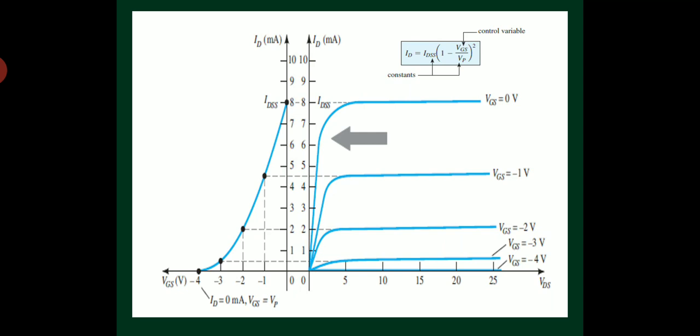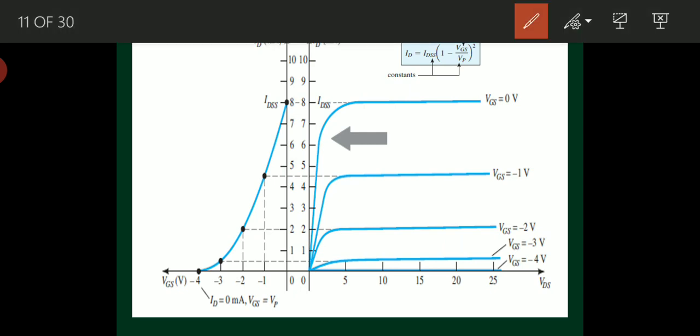If I give input voltage 0, when VGS is equal to 0, what will happen? The term VGS by VP will become 0, so 1 minus 0 becomes 1, and 1 whole square means 1. 1 into IDSS, therefore ID equal to IDSS. So when VGS equal to 0, the drain current becomes IDSS.